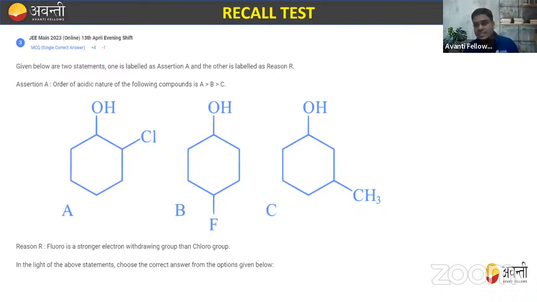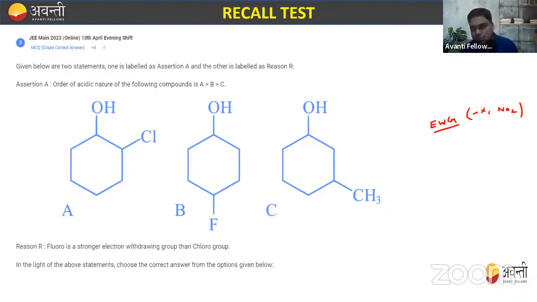In our previous class, we were talking about the acidic properties of phenol. We know that whenever an electron withdrawing group, EWG, such as a halogen or NO2, is attached to the phenol, it increases the acidity.